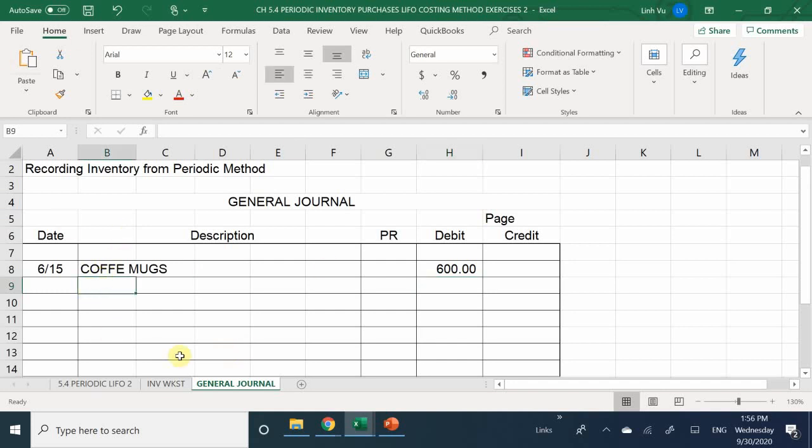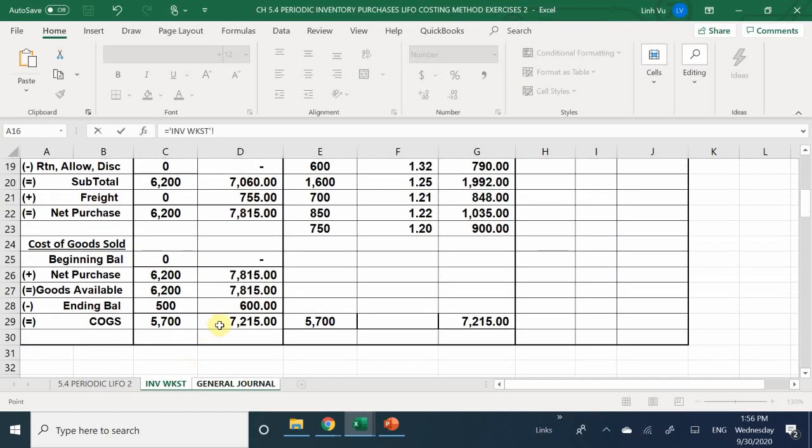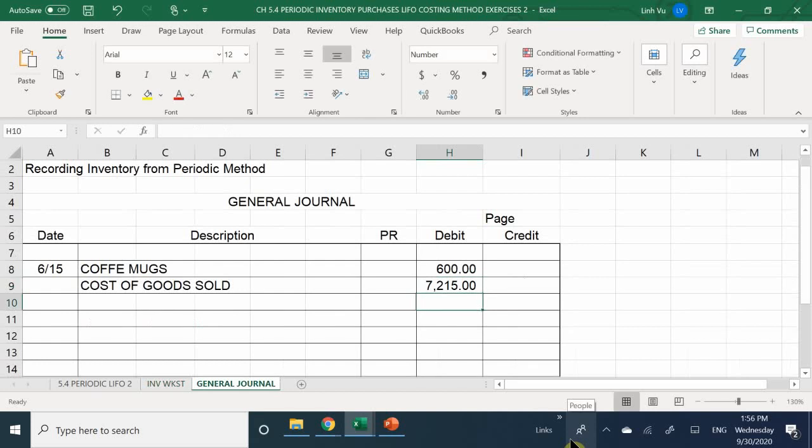What else do I need to recognize? What did I do with those 5,700 items? Well, we sold them. So what account am I going to be using? That is going to be the cost of goods sold. Correct. We're going to debit 7,215 to cost of goods sold, because that's how much it cost me to sell all of those items. So in this case, I'm going to do it for the $7,215.